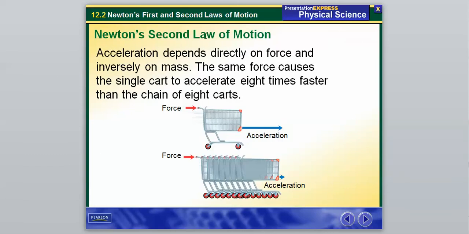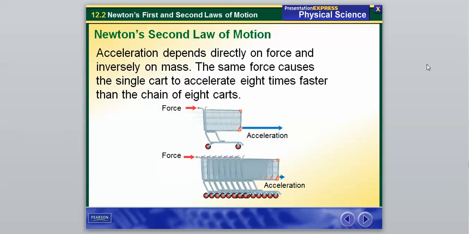Just to add some more supporting information for Newton's second law of motion: acceleration depends directly on force and inversely on mass. The same force causes the single cart to accelerate 8 times faster than the chain of 8 carts. If I push this one cart at a constant force, and I push these 8 carts at that same constant force, the acceleration of the single cart is going to be 8 times faster because there's that much less mass. So less mass means greater acceleration. When some of you were making those balloon cars, a lot of you said you tried to make it more lightweight, so it would have less mass and a greater acceleration.